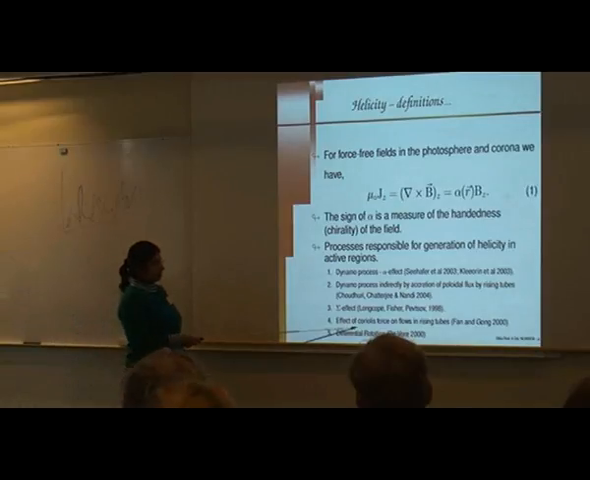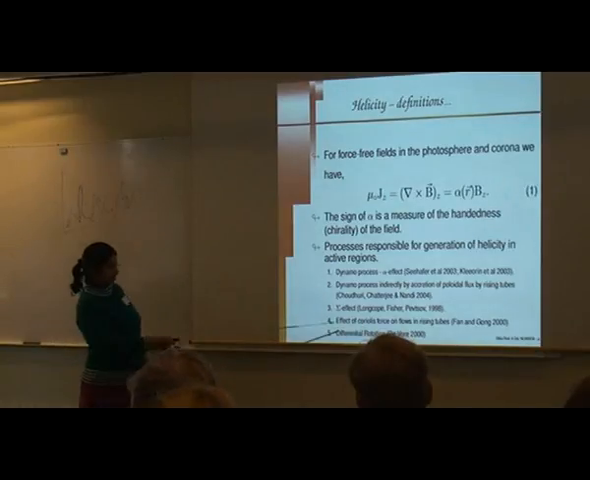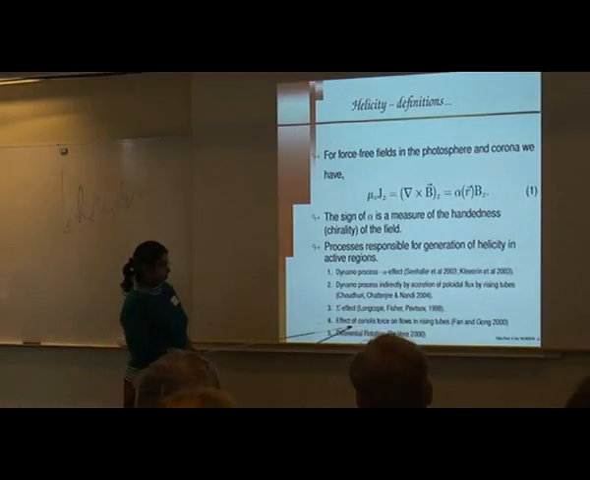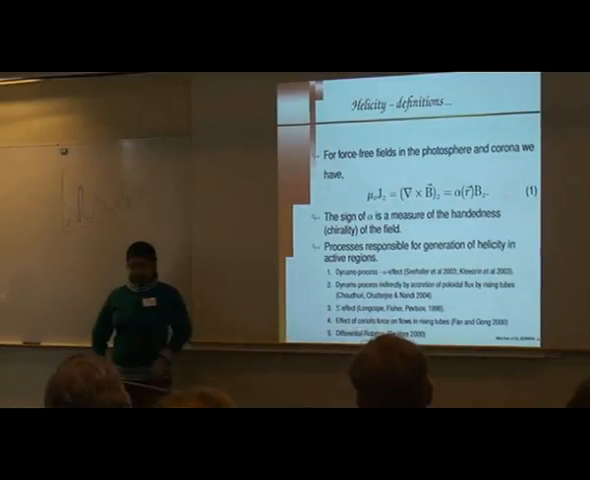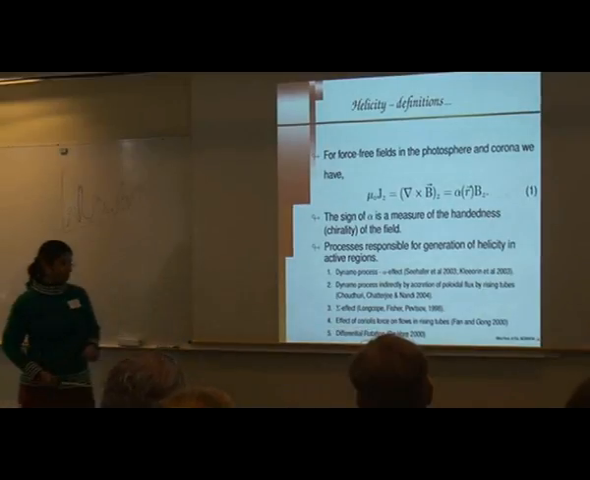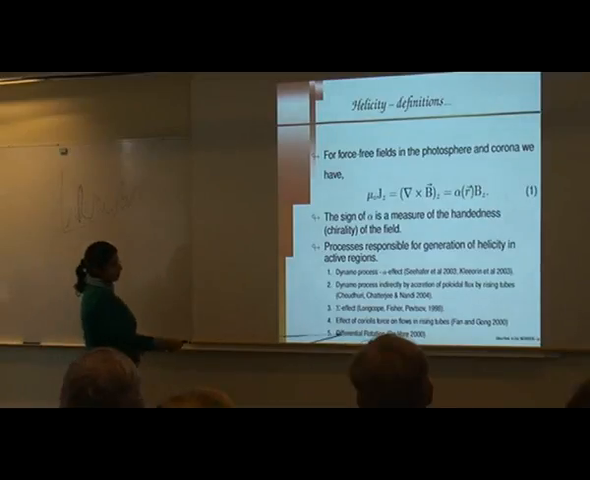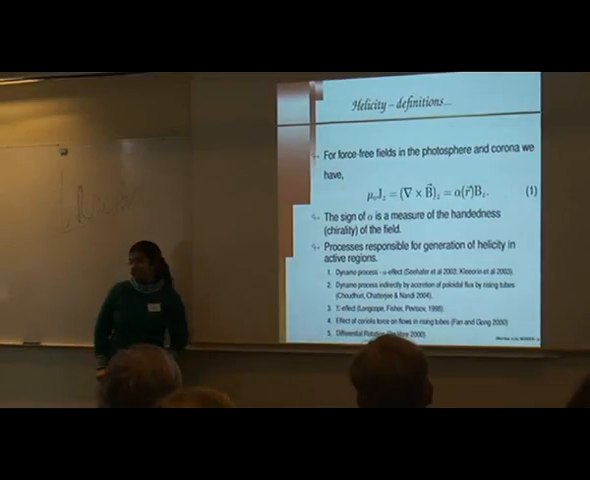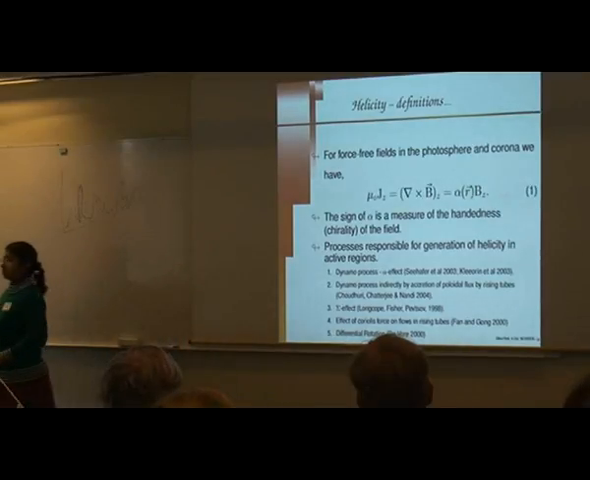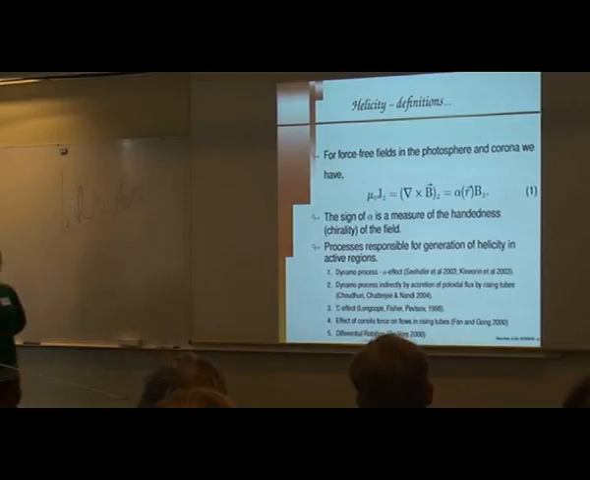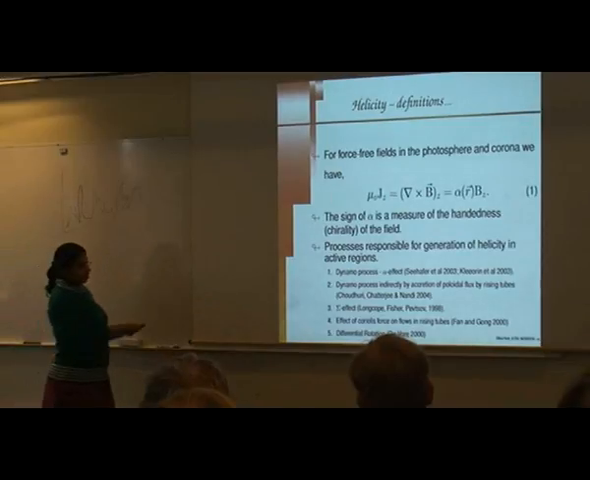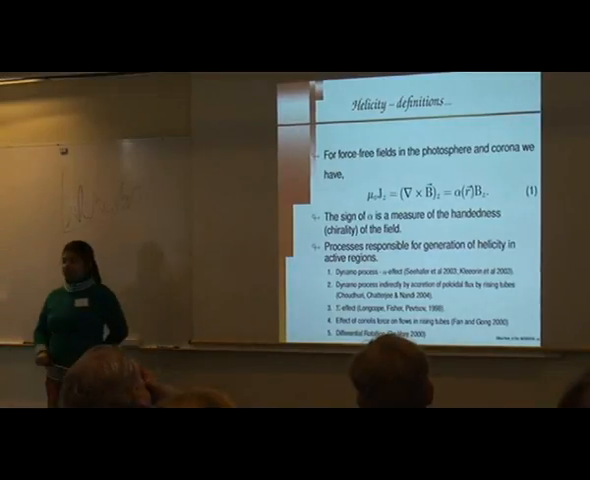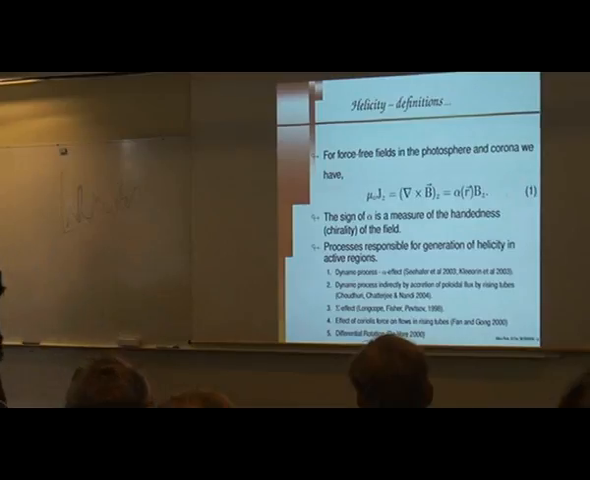And then Yan, Wan and Gong proposed that the effect of Coriolis force on flows in rising flux tubes gives rise to twist. And then there were talks about differential rotation. Sasha was talking about differential rotation giving rise to twists of the flux tubes. Now, all these processes may not be mutually exclusive, and they may be operational at the same time.